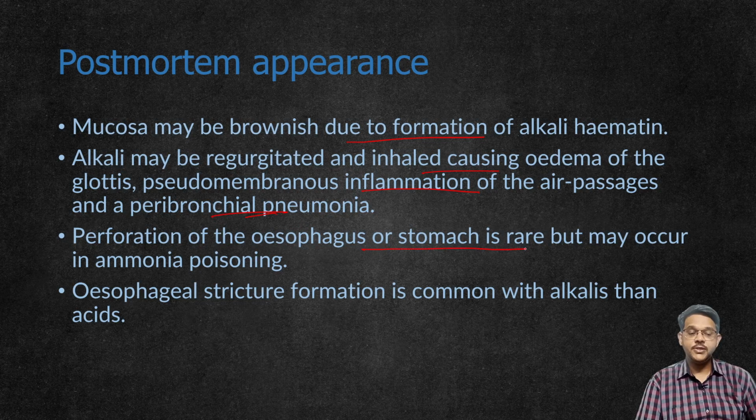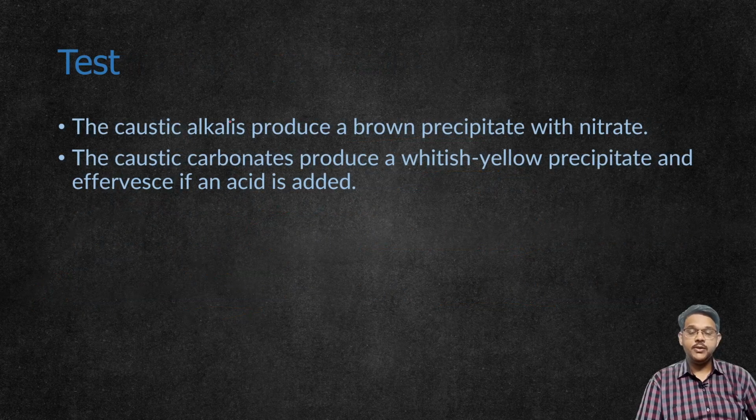Perforation of the esophagus and stomach is rare. It is commonly seen in cases of sulfuric acid poisoning, but it is very rare in alkali poisoning, though it may occur in ammonia poisoning. Esophageal stricture formation: though perforation is less, stricture formation is more common with alkalis than compared to acids.